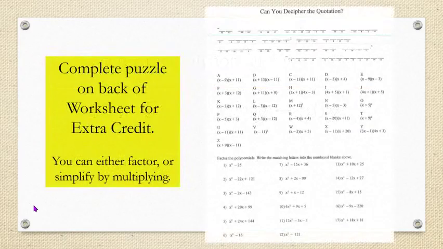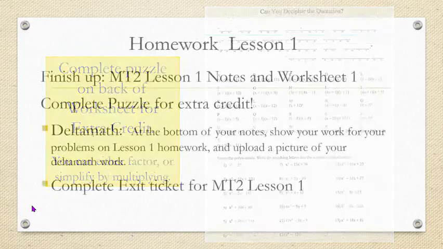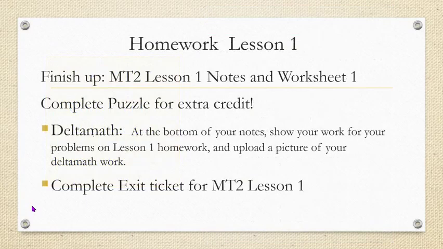Okay, if you have this assignment, complete the back of the worksheet for extra credit if this is part of your class. Finish up MT1 lesson notes and worksheet. Complete the puzzle for extra credit if that's part of what your teacher provided for you. Do the Delta Math assignment. Upload a picture of your Delta Math homework. Complete exit ticket for MT1 lesson 2.